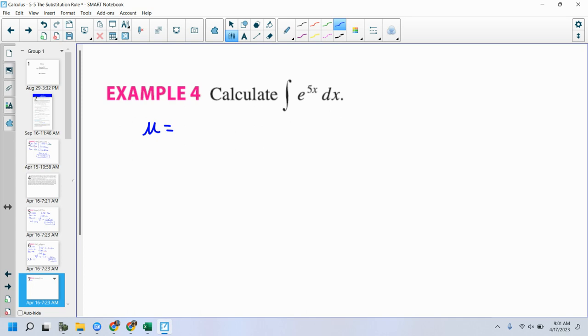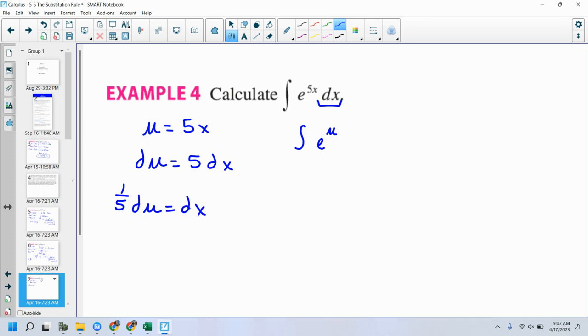Now, what is u going to be? 5x. Actually, our u doesn't have e in it. It's just 5x. But that's a pretty easy derivative too, right? du is equivalent to 5 dx. So that means I can take the integral of e to the u. Now, look here. Is there anything outside with dx or outside of e to the 5x? No, it's just dx. Get the 5 away. 1/5 du is dx.